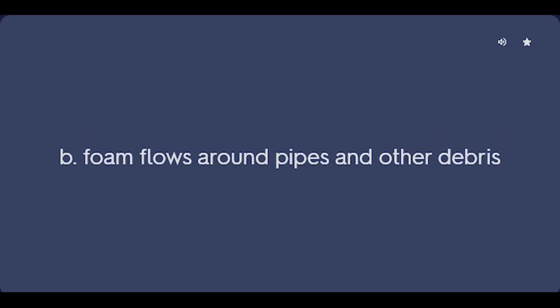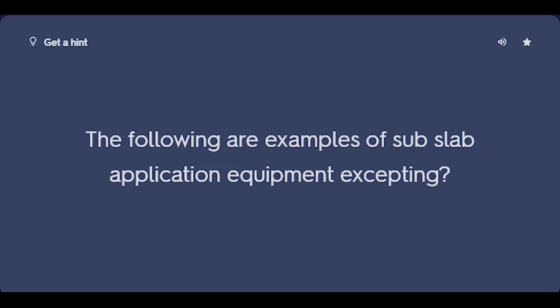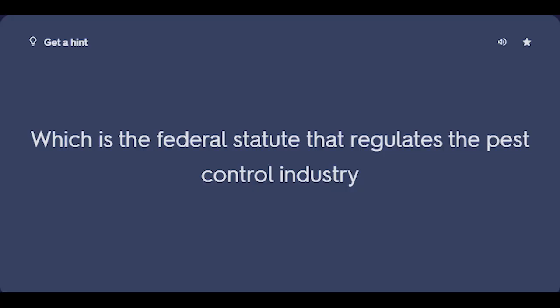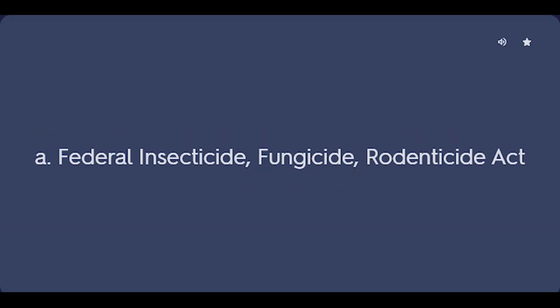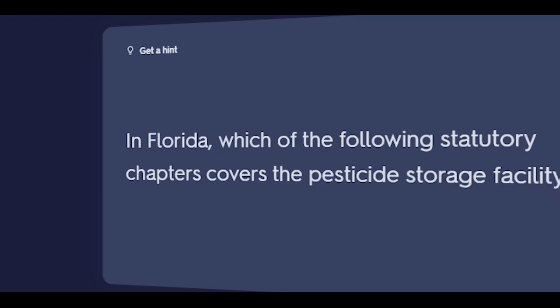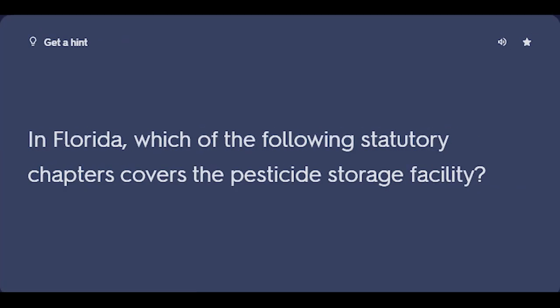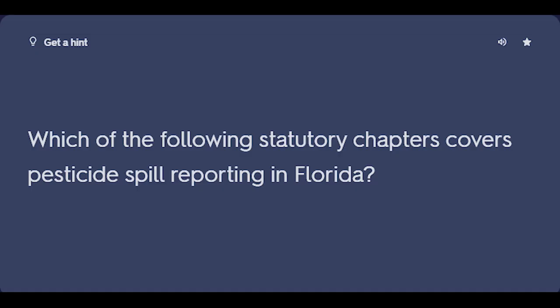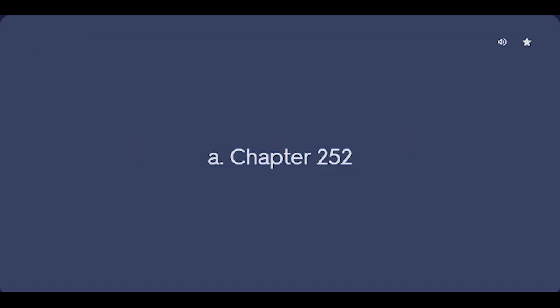Which would not be reportable visible evidence of previous treatment? Answer C, swarmer wings. Attic openings for inspection should be a minimum size of blank. Answer C, 20 by 20 inches. Where do bark beetles form their galleries? Answer D, cambium layer.